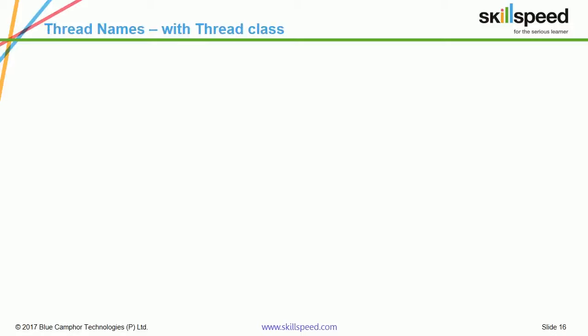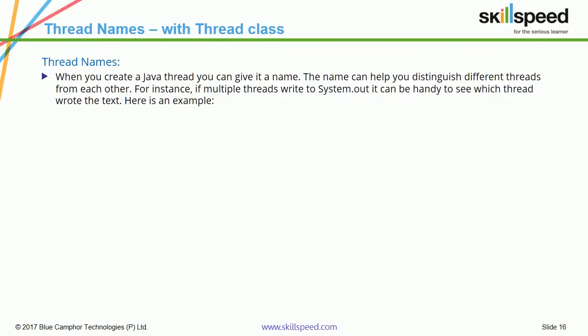The next concept is naming threads with the Thread class. So, thread names. When you create a Java thread, you can give it a name. The name can help you distinguish threads from each other. For instance, if multiple threads write to System.out, it can be handy to see which thread wrote the text.